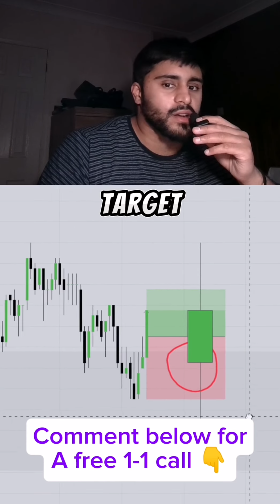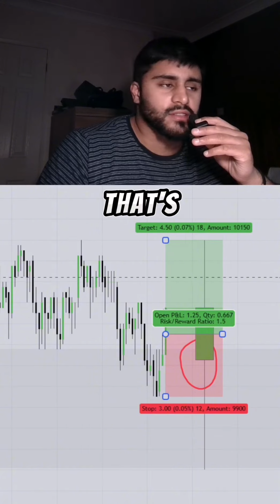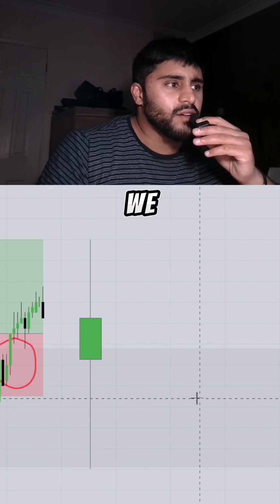And now from here, where do we target? So in terms of targets, I get a lot of questions about this, right? My first target is going to be high of day. That's a nice 1 to 1.5 hour trade, right? So if we continue to play price on, we get our first loss of the day, right?